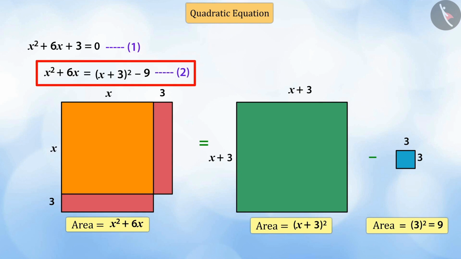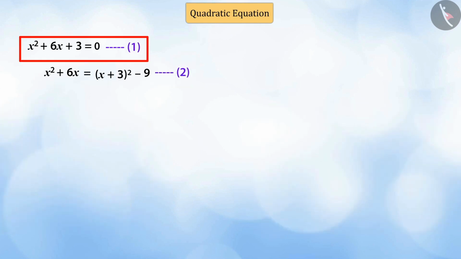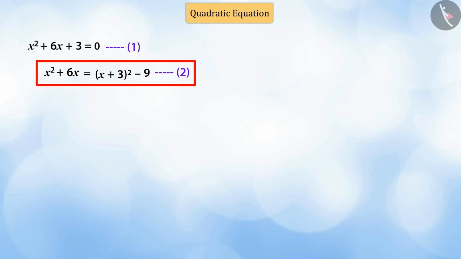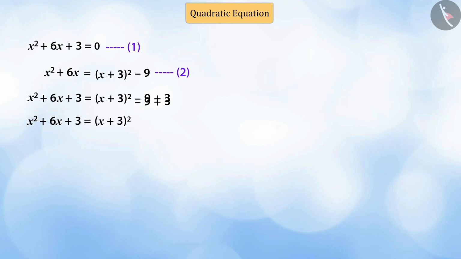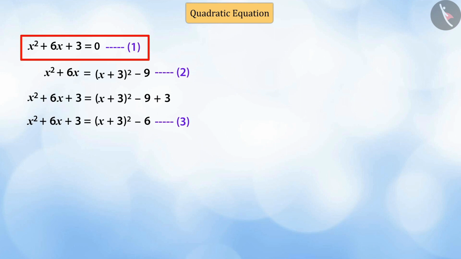On comparing this to the given quadratic equation, x square plus 6x plus 3 equals 0, we see that there is a shortage of plus 3 in equation 2. Hence, adding 3 to both sides of equation 2, in this way, the given equation can be written as a complete square as x plus 3 the whole square minus 6 equals 0.